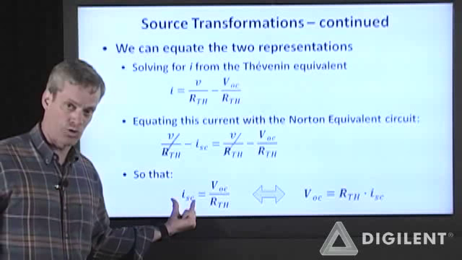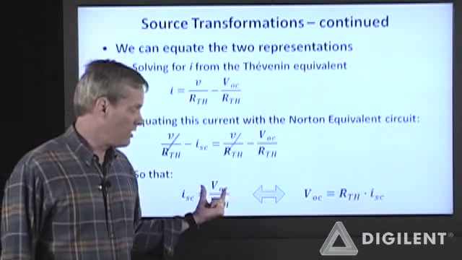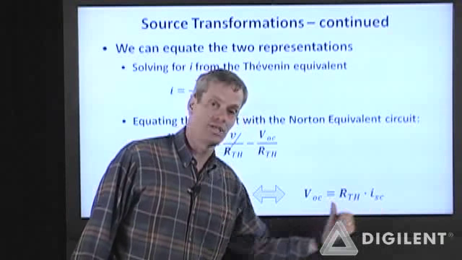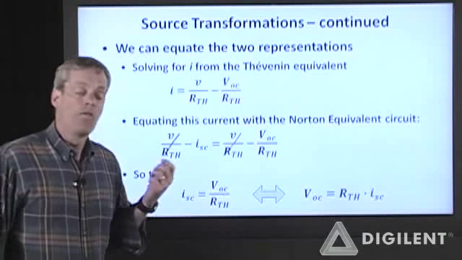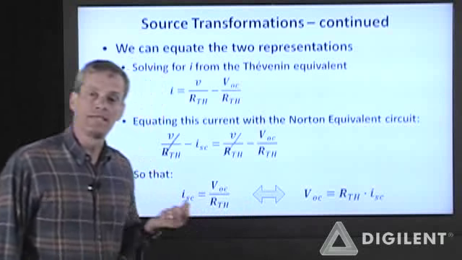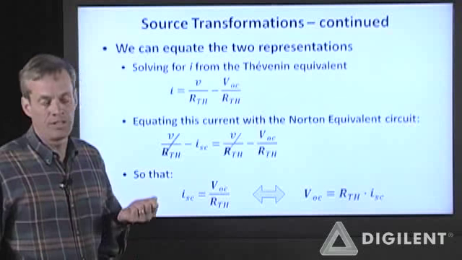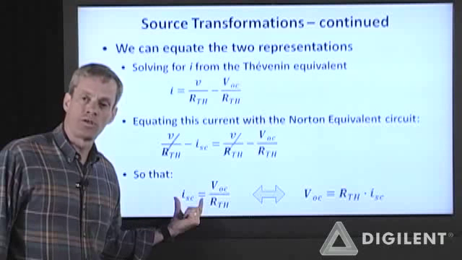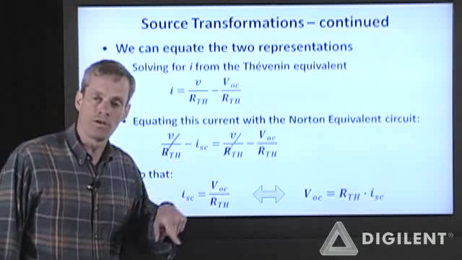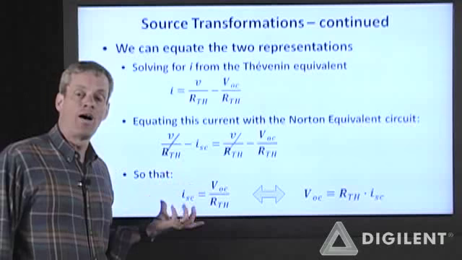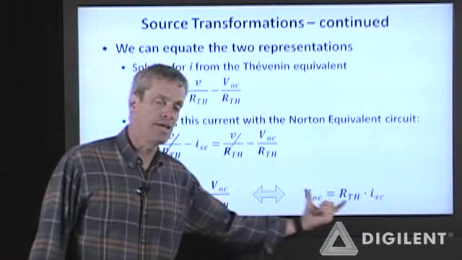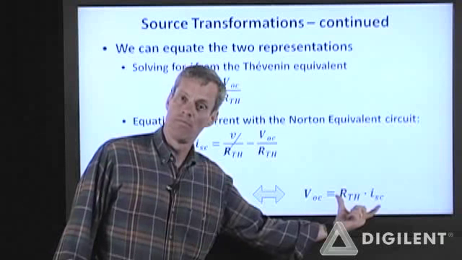If I solve for the open circuit voltage, I get VOC is RTH times ISC. The thing to note here is that the open circuit voltage that shows up in the Thevenin circuit is related to the short circuit current that shows up in the Norton circuit. If you found one, you don't need to rederive the other one. You can always get the other one directly from the first.